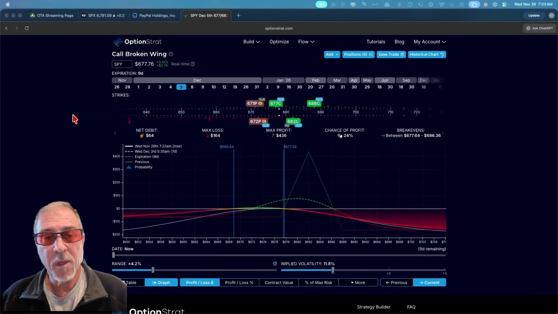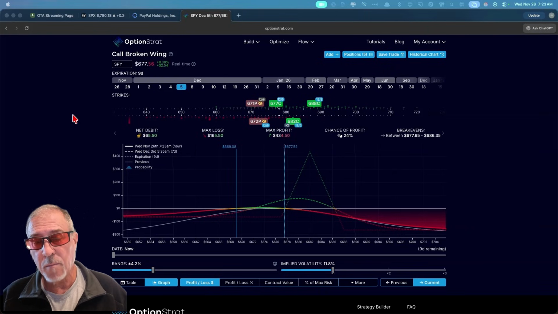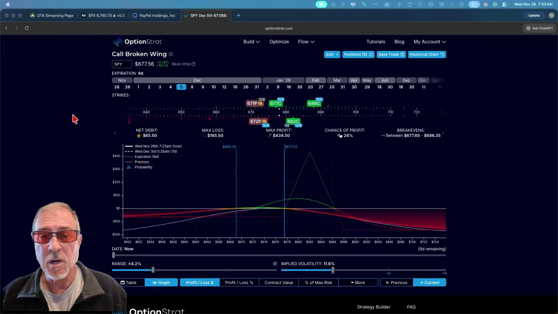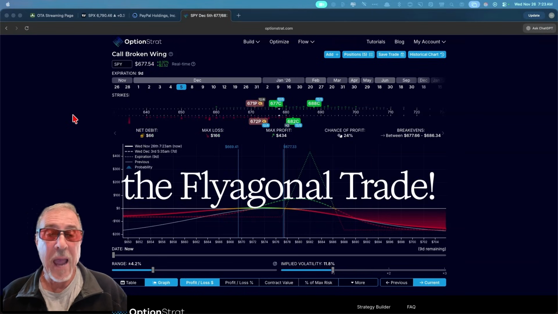So I'm going to share with you my current favorite trade. This is a trade that I developed and kind of fine-tuned probably over a year last year. I started trading it live in May. I call it the Flyagonal. You'll see why in a moment.